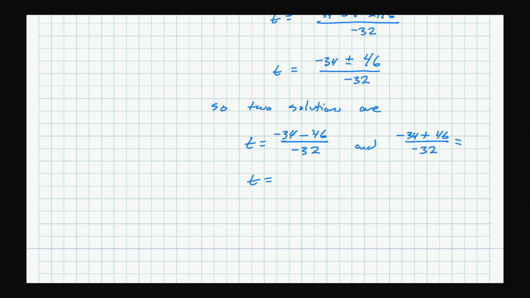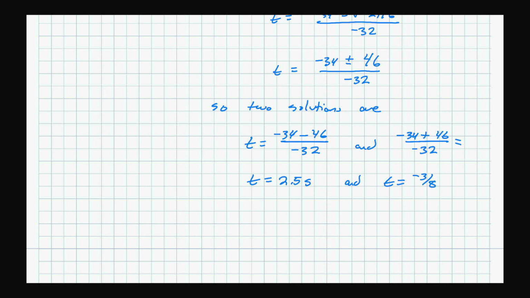You get t equals 2.5 seconds, and for the other one, negative 34 plus 46, which is 12 over negative 32, which as a fraction is negative 3/8. So this is going to be, what is it?